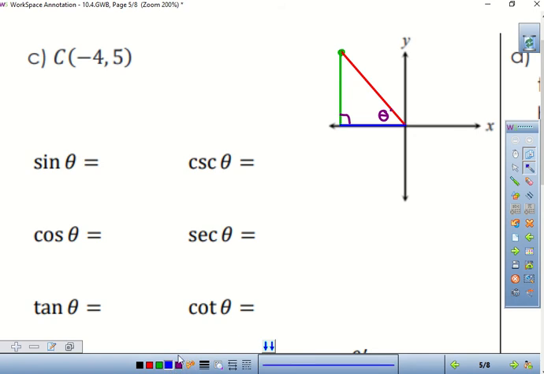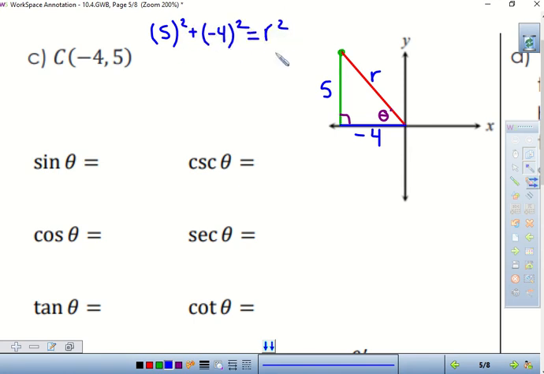And now we can go ahead and label the sides. This is R. This is my horizontal distance, negative 4. And this is my vertical distance, 5. To find my R, I'm going to use the Pythagorean theorem. 5 squared plus negative 4 squared is equal to R squared. That comes out to be 41.